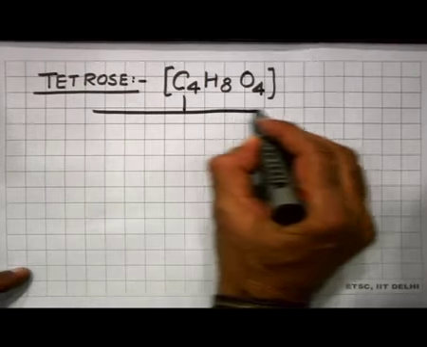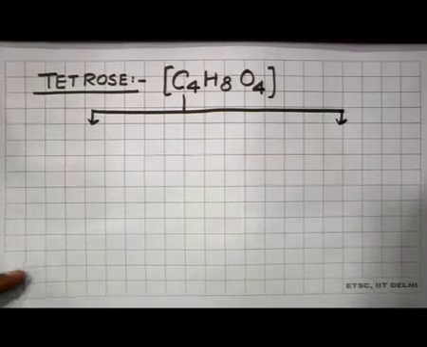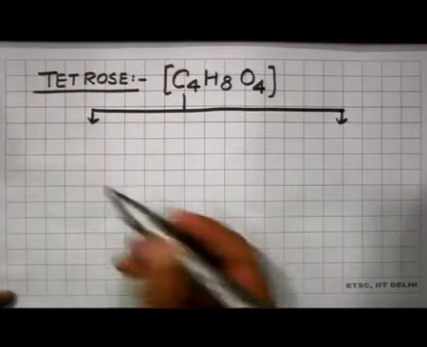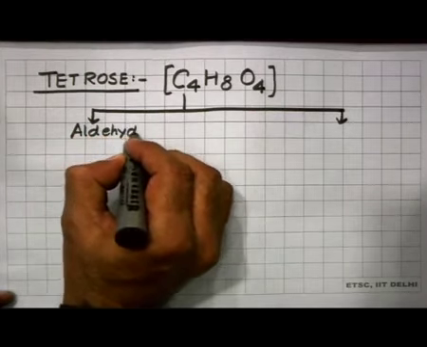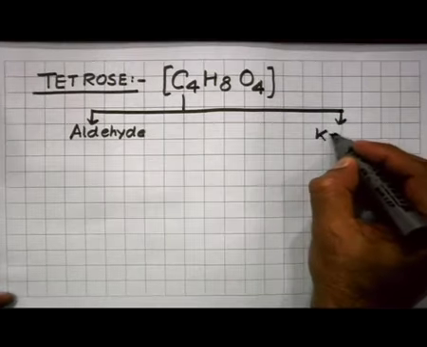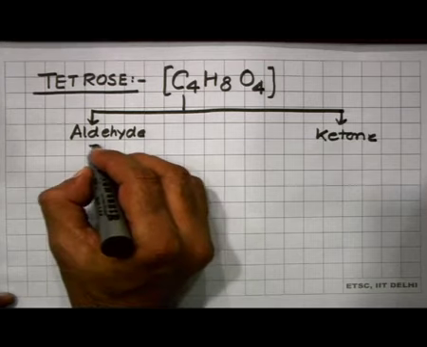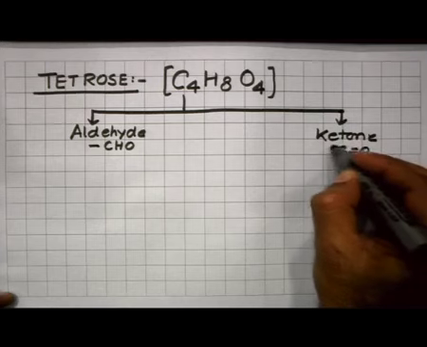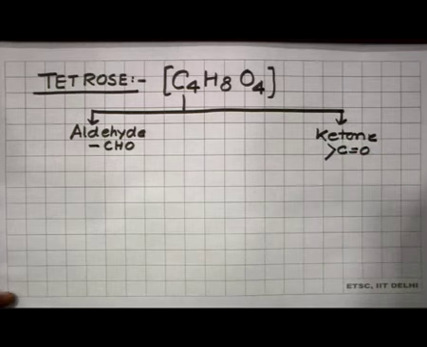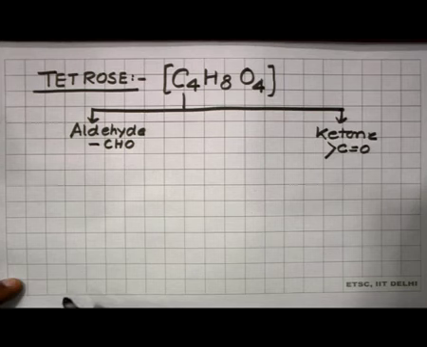Now, you can easily write the two forms, that is aldehyde and ketone. Aldehydic form contains the CHO group, and the ketone form we have already discussed in this group. Now, you can easily write the structural formula of the tetrose.